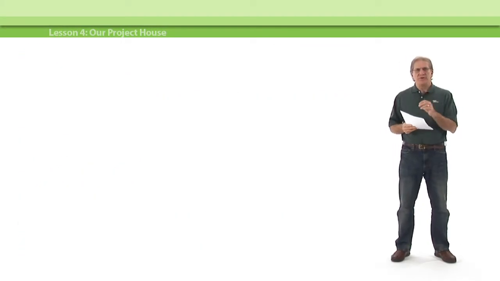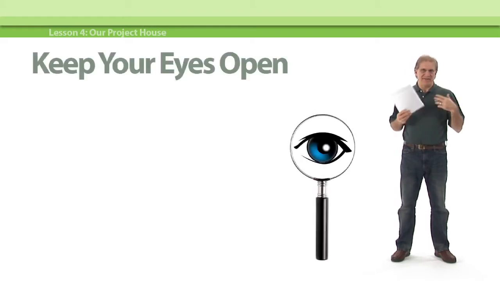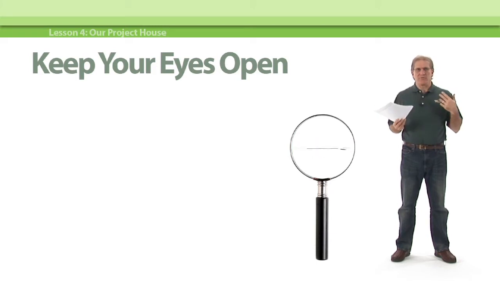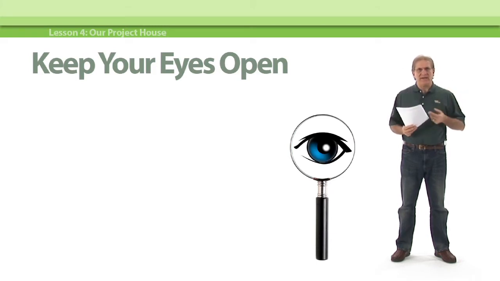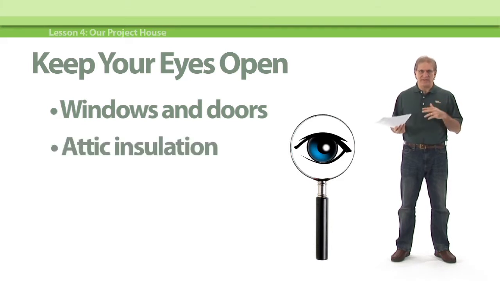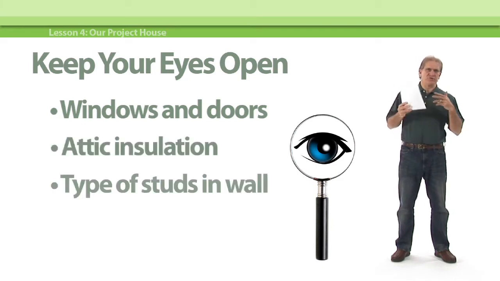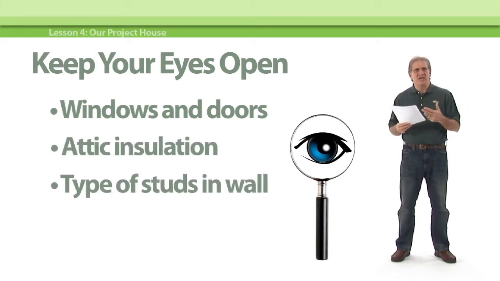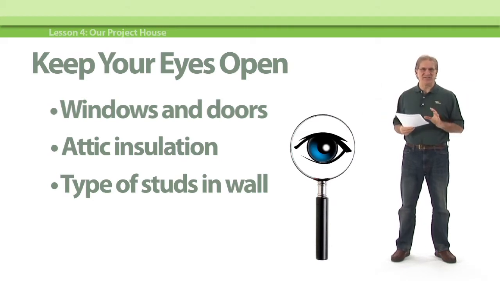Now in the real world, you're going to have to gather as much of this information as you can. You have to ask the homeowner, you have to walk around with your eyes wide open and note the type of windows that are installed, what types of doors you have, whether the attic's insulated, whether the walls are 2x4 or 2x6, the amount of insulation in the walls and in the attic, all that kind of detail.